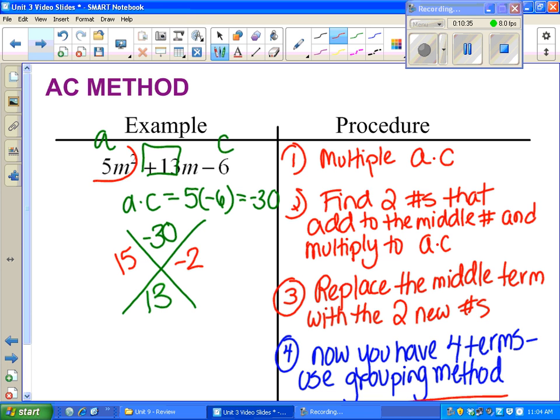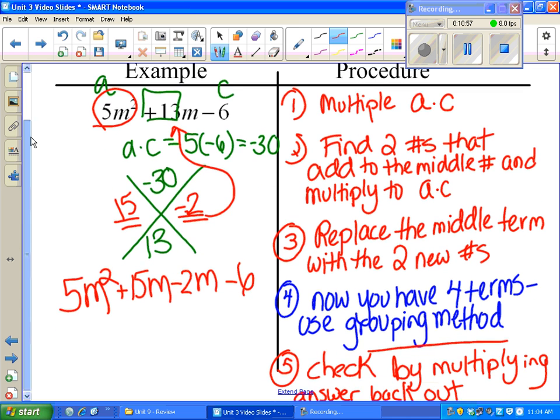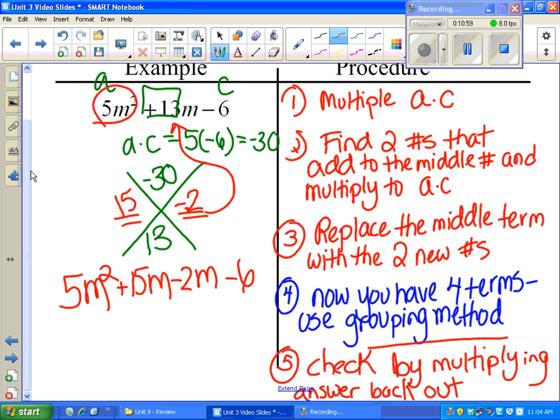What we do now is we take the first term and we rewrite it. What we're going to do with the 15 and the negative 2 is replace the middle term. So instead of writing plus 13m, I'm going to do plus 15m minus 2m, and bring down the last term, which was minus 6. So what I've really done is taken something that was 3 terms and turned it into something that was 4 terms. The reason is because when I have something that's 4 terms, I can then use grouping.